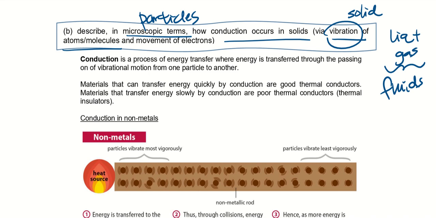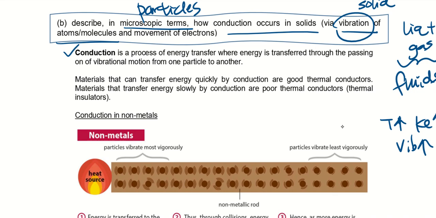So whenever there's a change in the surrounding temperature, their KE will change. Therefore, they can only increase their vibration. If temperature is high, KE increases, their vibration increases, or the other way around. Okay, so this is the definition that you need to memorize.